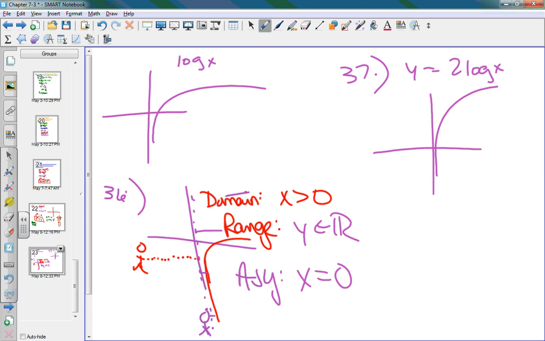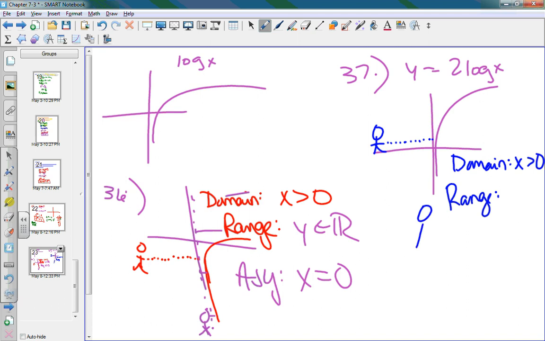So my question to you, has my domain changed? As I am approaching this and going from left to right, I have no corresponding y's. Where do I land into the corresponding y's? After 0. So my domain has to be what? Greater than 0. What's my range? Y is an element of the reals, I'm guessing.